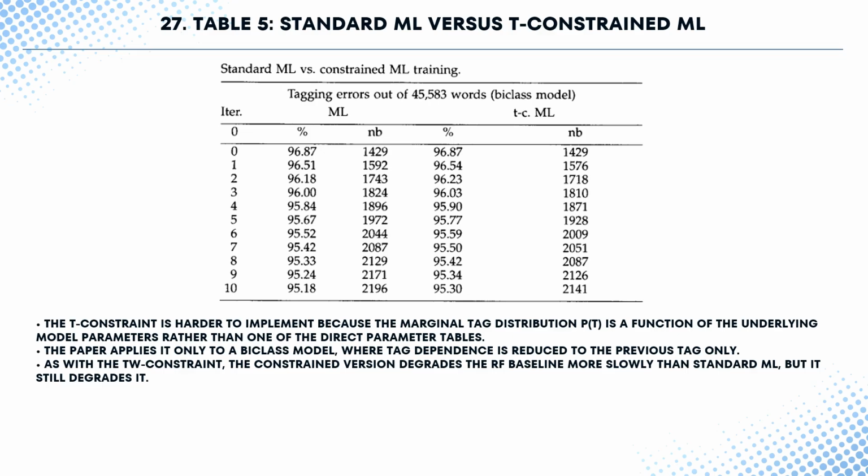Now we move to another type of constraint. What is T constraint? It keeps overall tag distribution probability of T fixed, meaning the frequency of tags like noun, verb, adjective remains unchanged. Why it is harder is that tag distribution depends on model parameters indirectly, so it is more complex to enforce. So it is only applied to a simpler bi-class model. And the observation is that again degradation is slower than standard ML but still worse than RF baseline. This reinforces the same pattern. Constraints help but cannot overcome the core issue.